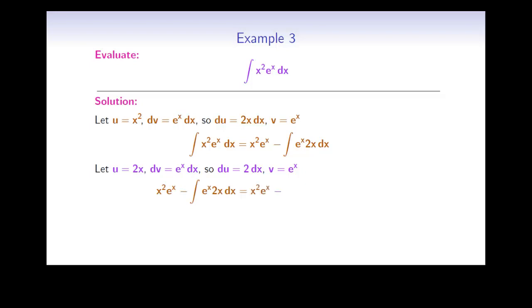Again, inserting into the integration by parts formula, we are replacing the integral of e to the power of x times 2x dx with 2x e to the power of x, subtract the integral of 2 e to the power of x dx. Multiplying out these brackets, we end up having to evaluate the integral of 2 e to the power of x dx, which is just 2 e to the power of x plus a constant.